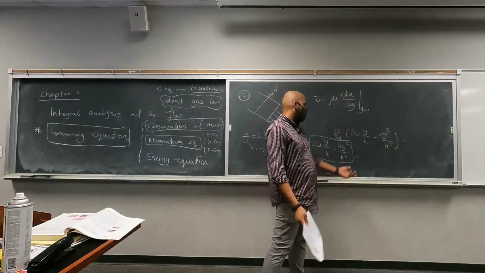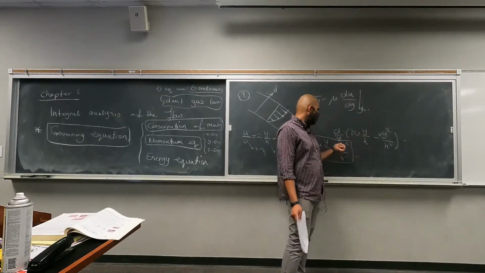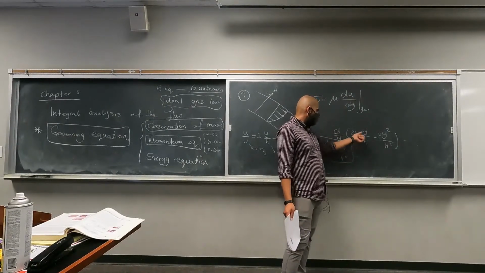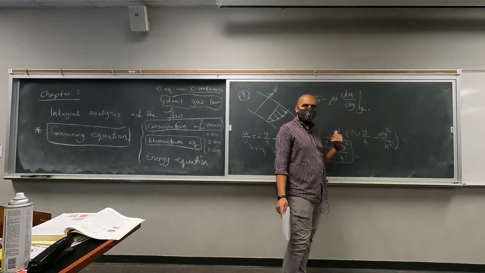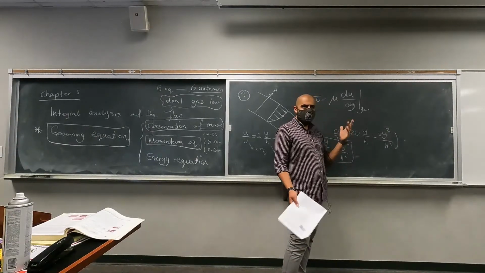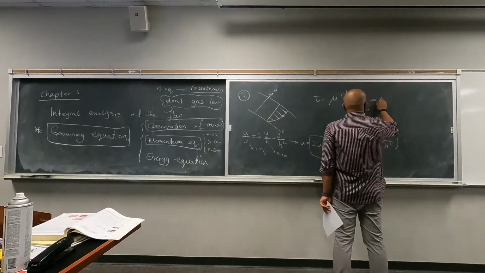We have to take the derivative of the first term first. The derivative of 2uy divided by h is going to be 2u divided by h, right? That's the simple derivative of dy/dy, which is 1. So let me actually write it up here.